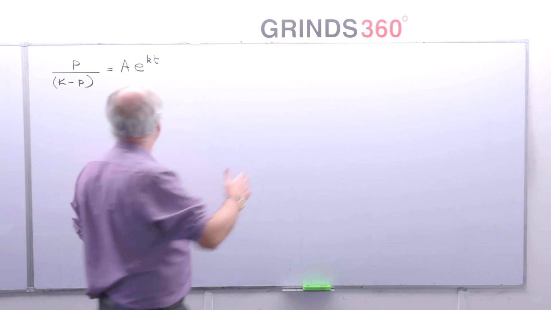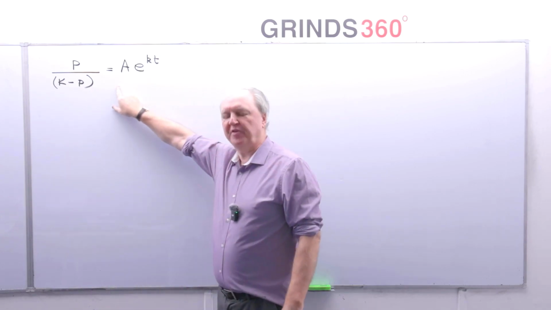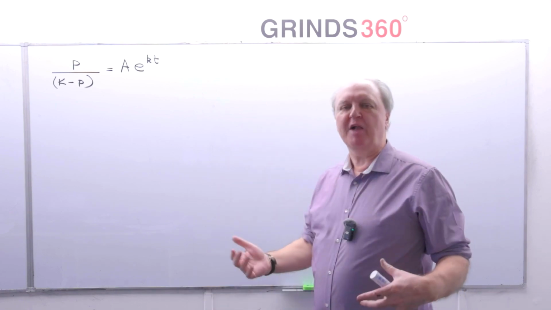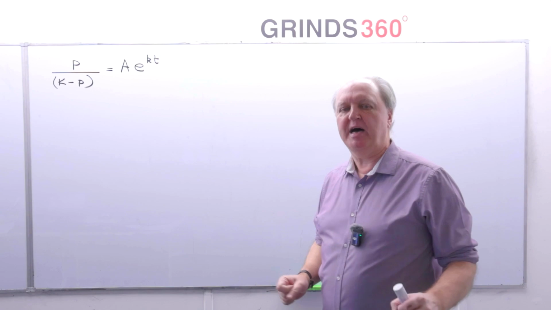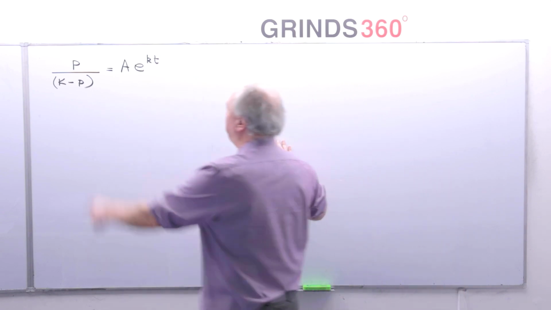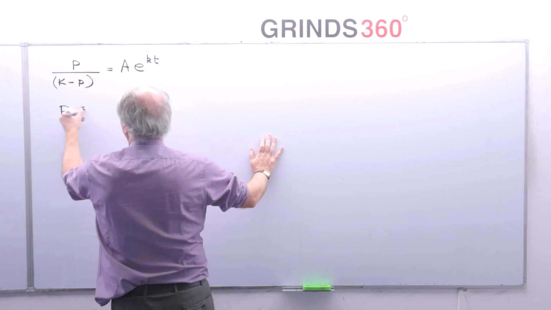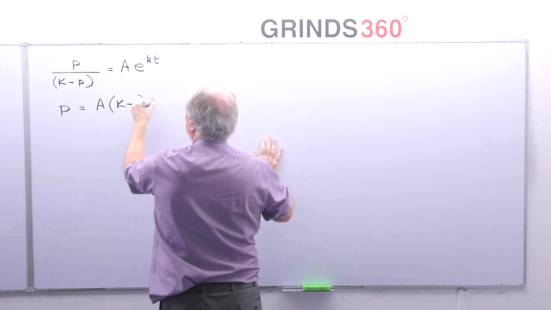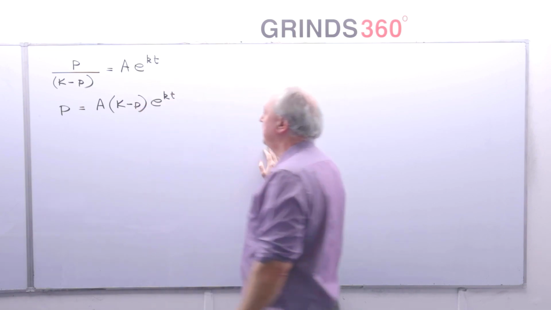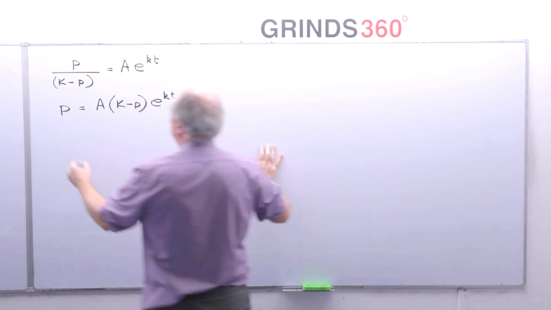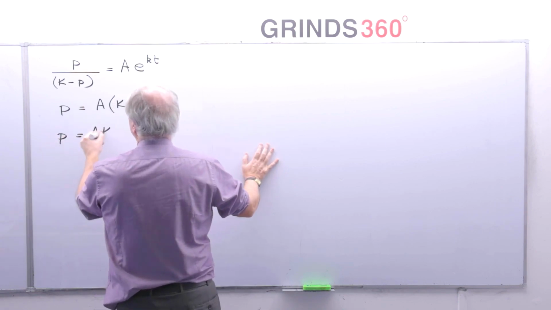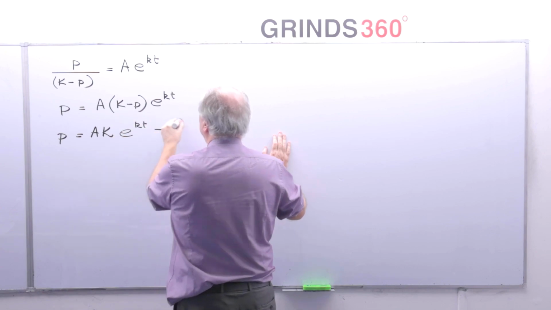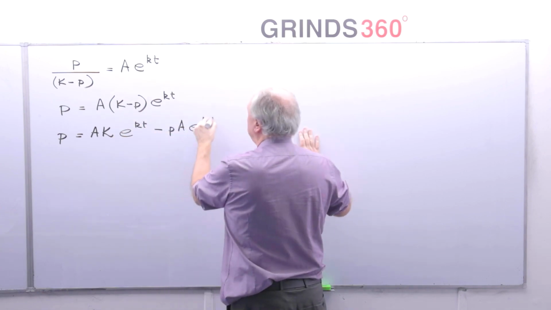Okay, continuing on. So I'm at this point here. I've got a value for A, but it's a bit bulky, so I'll just leave A there for the time being. And you know what solving a differential equation means? I want to write it down explicitly in terms of P. So I want to get P on its own. So P is equal to, slide the bracket up, so I get A times K minus P, e to the power of kt. Let's multiply out the right-hand side. So P is equal to AK e to the power of kt minus PA e to the power of kt.